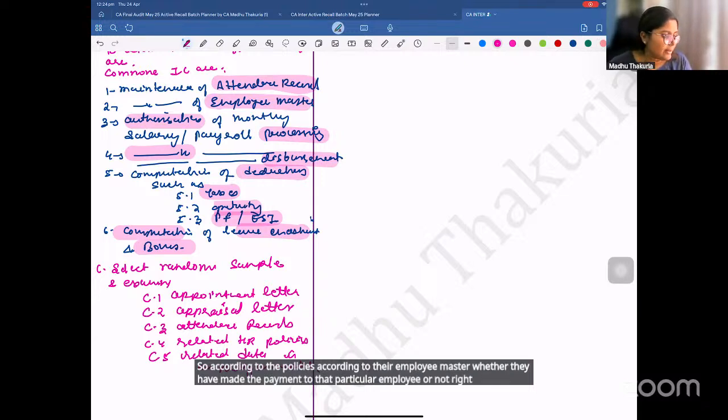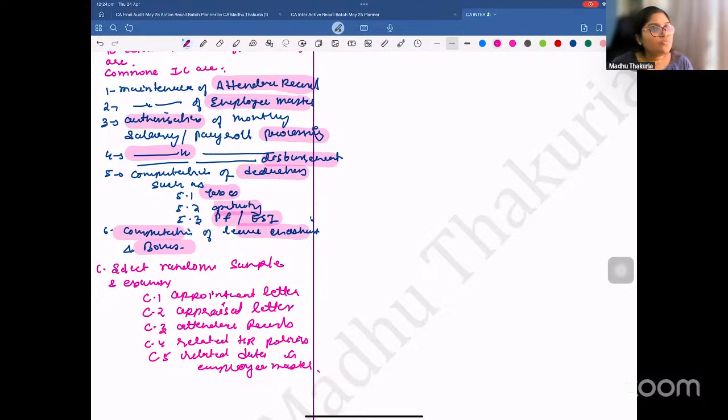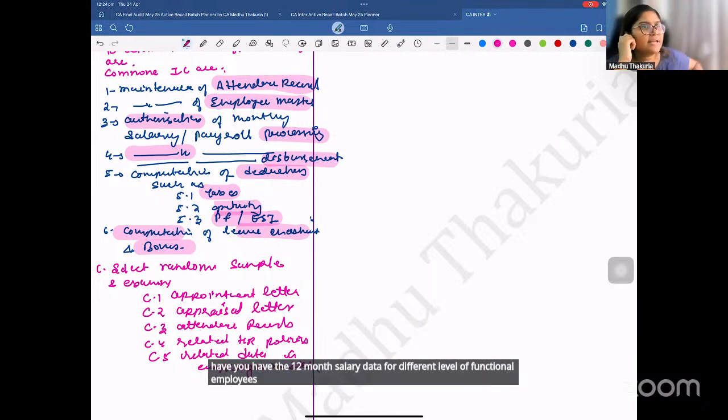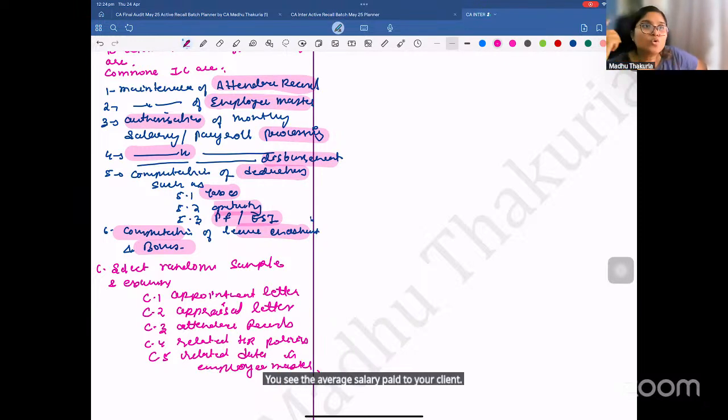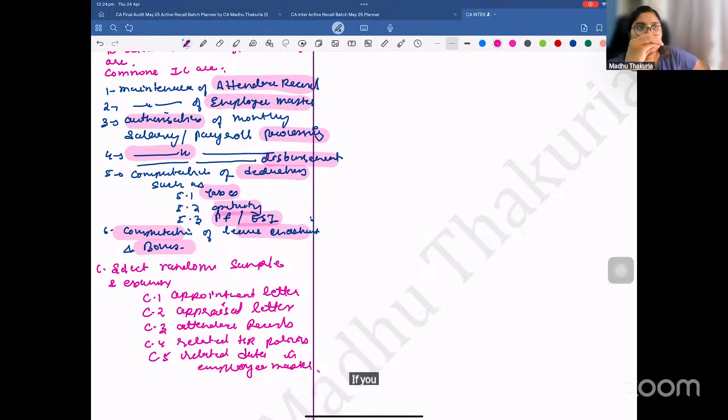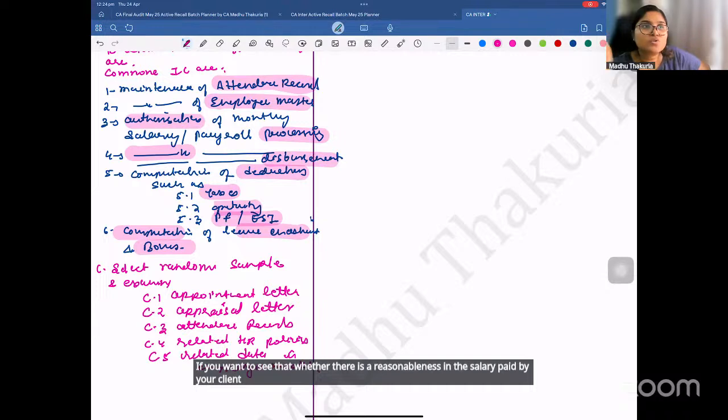Then can you do some analytical procedures? Yes, ma'am. Perform some analytical procedure based on the salary data. Now you have the 12-month salary data for different levels of functional employees at your client place. You see the average salary paid by your client. Then you go to Google, and from some better sources, you try to find out the average salary paid to that particular level or grade in the industry. If you want to see whether there is reasonableness in the salary paid by your client, then you will also need to compare it with the industry data that is available on Google, right?